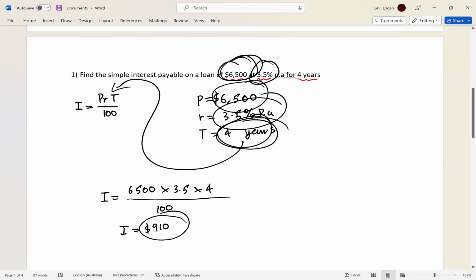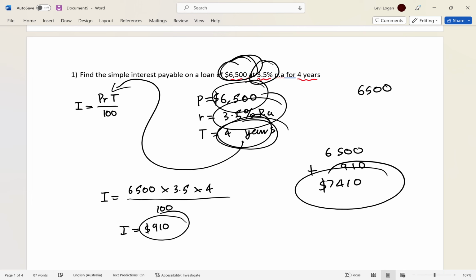So in total, you're going to have to pay back 6,500 plus 910. That's going to be $7,410. So you might have initially taken out 6,500, but because of the interest, you're actually going to have to pay back this much money. Okay? Alright, let's go on to another question.